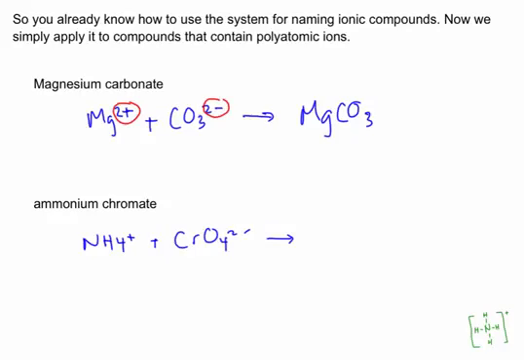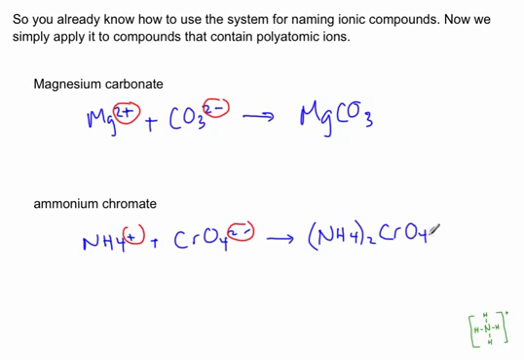And in this case, the charges aren't the same, 1+ and 2-. Well, it's pretty easy to figure that one out. We need 2 ammonium ions. But here's what you must be able to do. You put the bracket around the entire ammonium polyatomic ion, and then the subscript 2 tells us there's 2 of them.